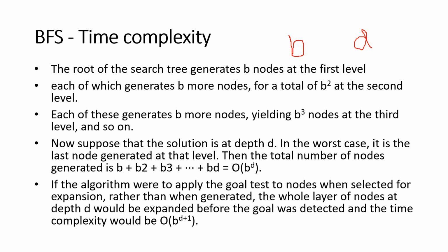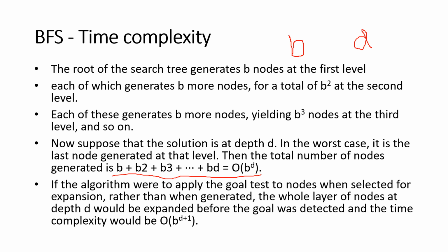So we can consider the total number of nodes generated as b plus b squared plus b to the power 3, etcetera, up to b to the power d. Therefore, the time complexity of BFS we can consider as big O of b to the power d when the goal test is applied at node generation.